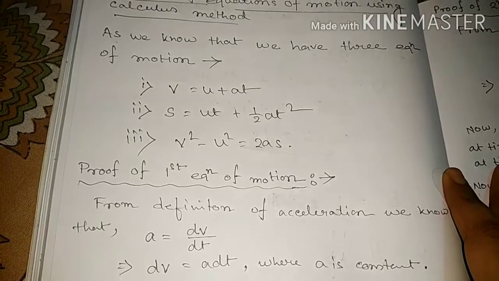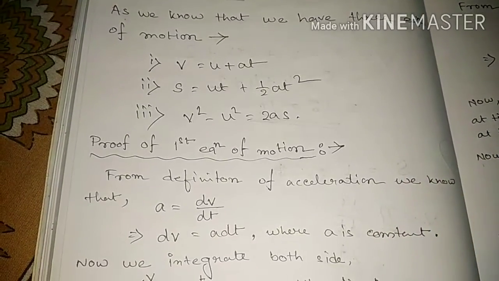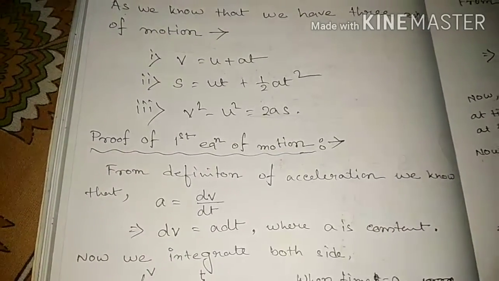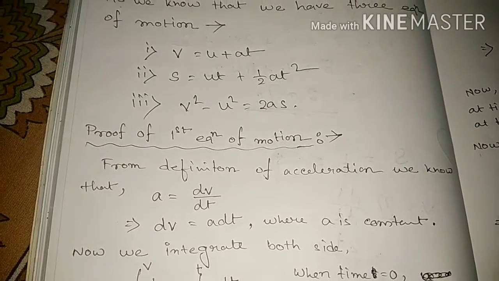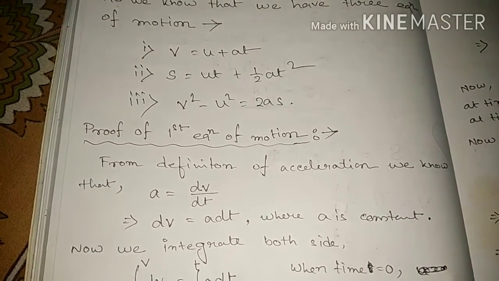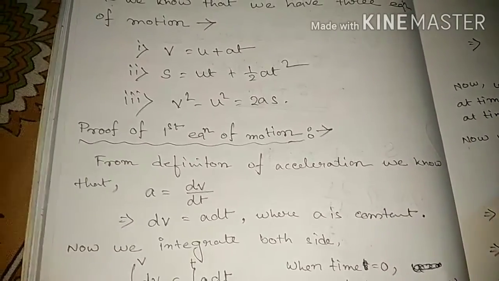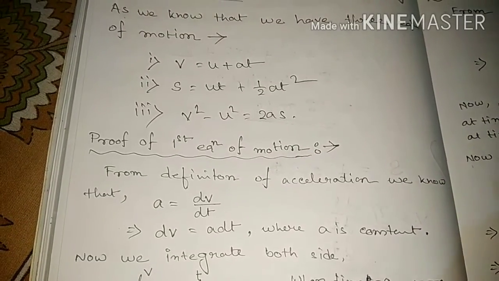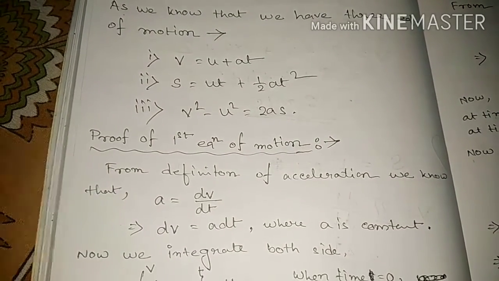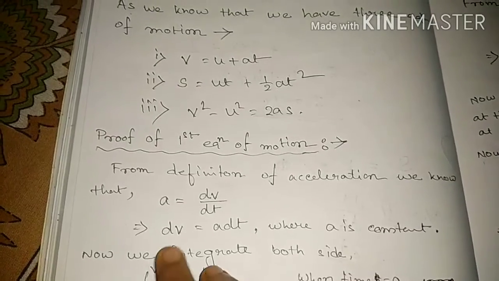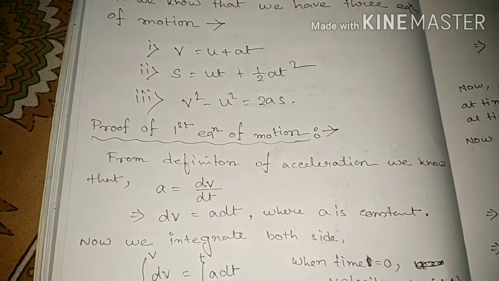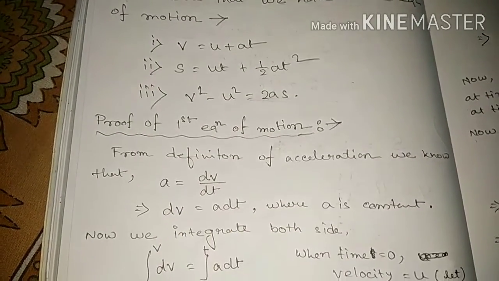First equation of motion is v equals u plus at. That means we need velocity. And from where we get velocity? In calculus method, if we integrate dv, then we easily get the velocity v. So where we get the dv? From the definition of acceleration. So acceleration a equals dv by dt. So dv equals a into dt.